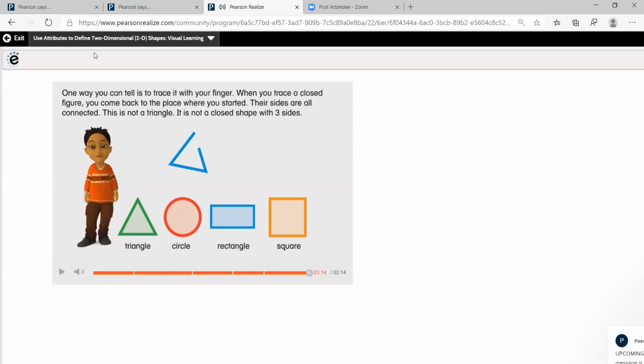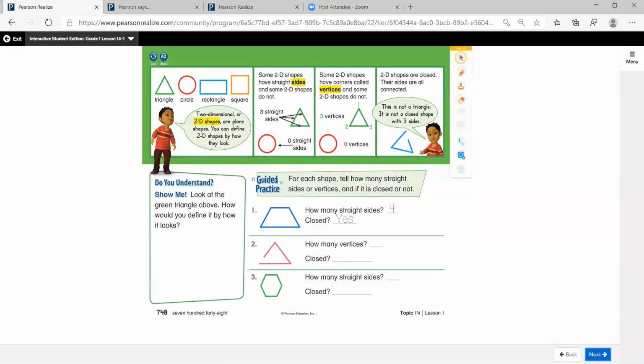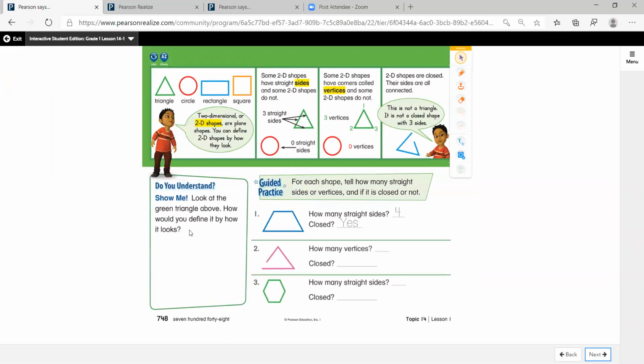Now we'll get ready for our work in our guided practice. Take a look at your Do You Understand Show Me box. It says, look at the green triangle above. So I'm looking up here at my triangle. How would I define the shape by its look? If I think about my triangle, I'm going to think of two of the vocabulary words we learned in our visual learning. I want to think first about the sides and then about the vertices.